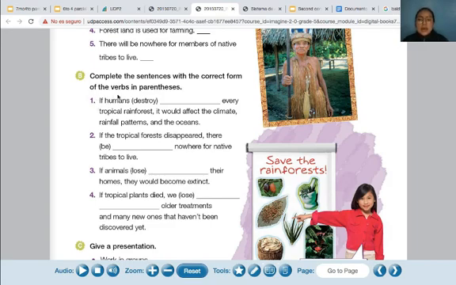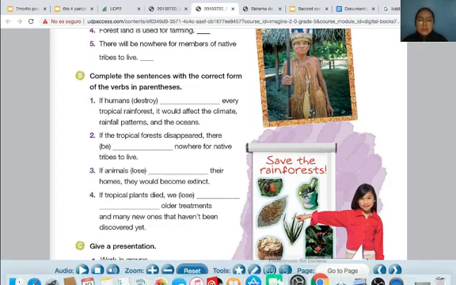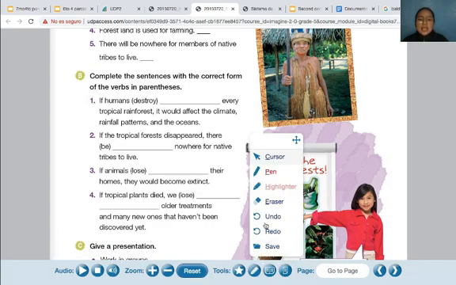If the sentence is using the if clause, in the first part you have to use past simple. Don't forget that. And in the second part, you have to use the modal would. Excellent. Let's analyze number 1. Please read sentence number 1.